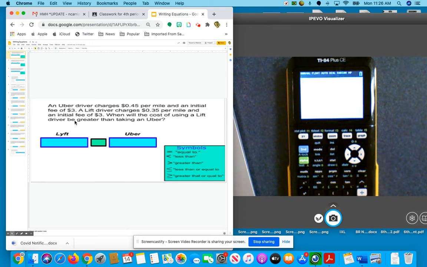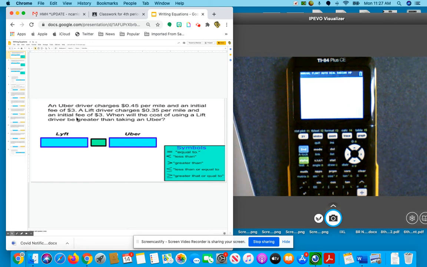and an initial fee of $3. A Lyft driver, I spelled that wrong, charges 35 cents per mile and an initial fee of $3. When will the cost of using Lyft driver be greater than taking an Uber?